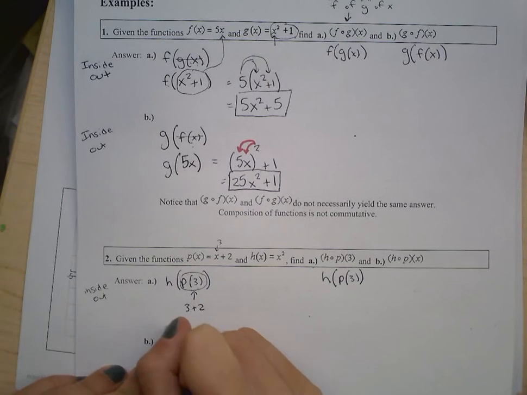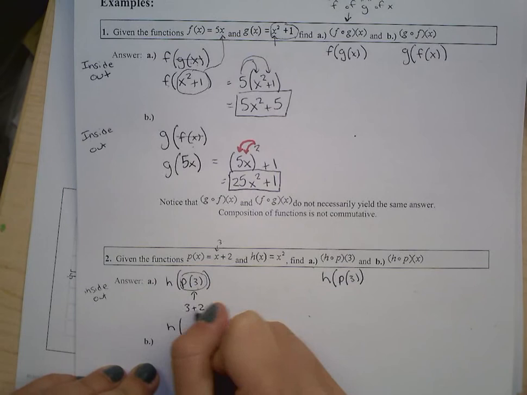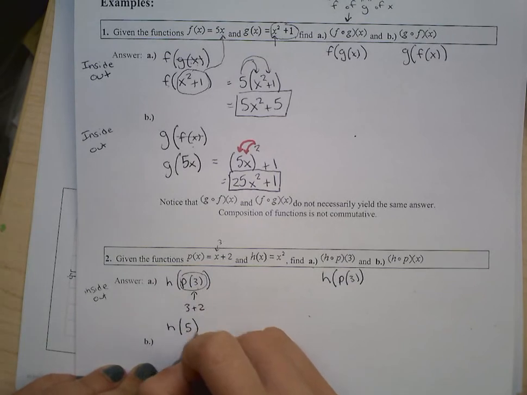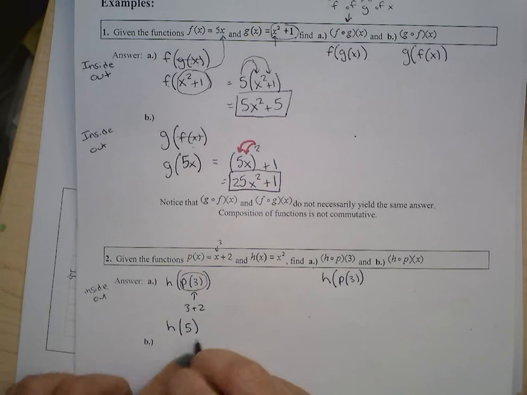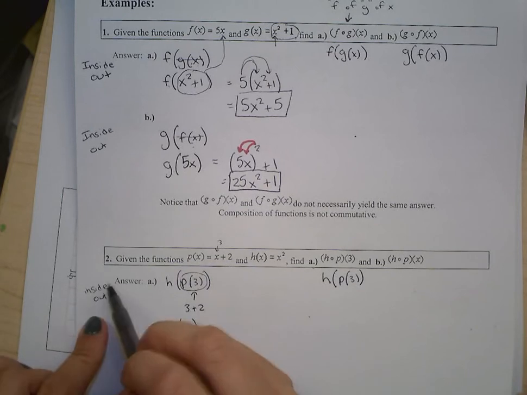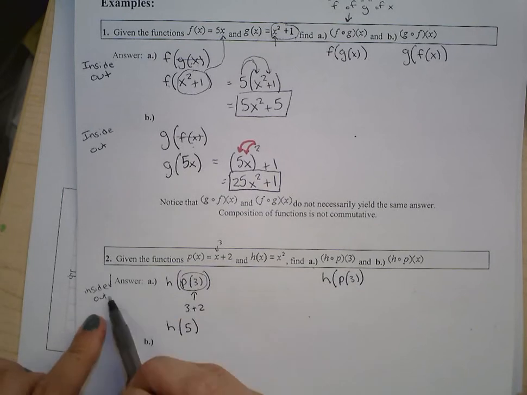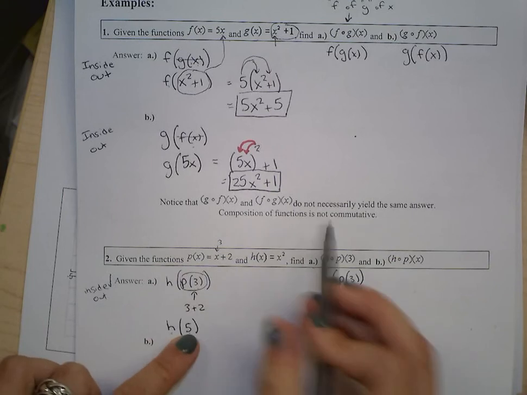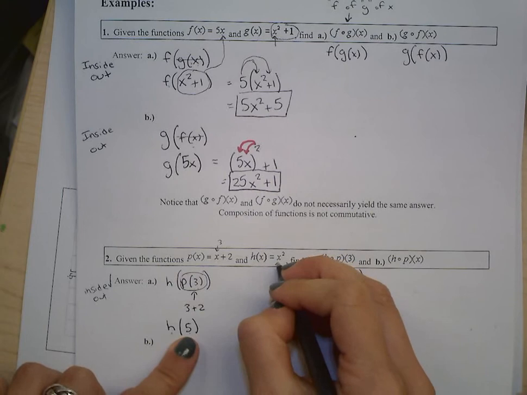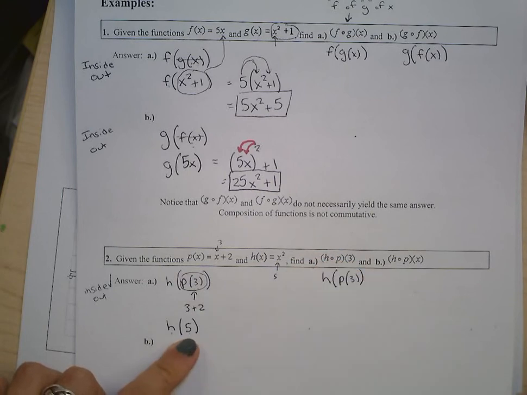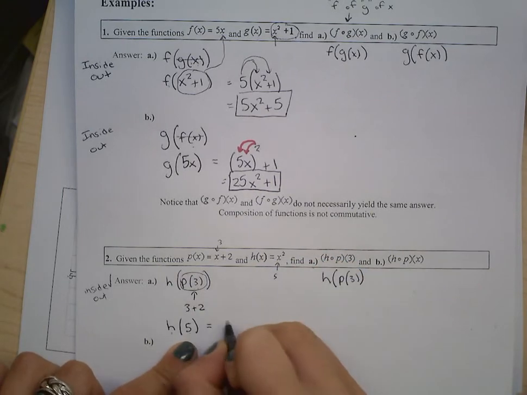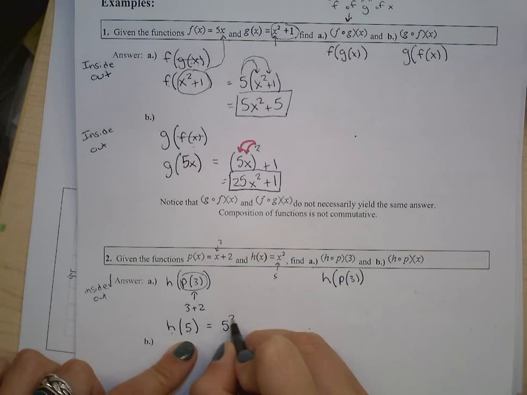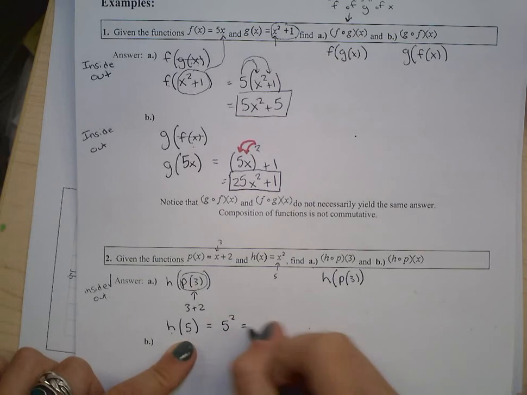So I'm left with h of, oh my gosh, 3 plus 2 is not 6. 3 plus 2 is 5. Okay. So now that I'm done with the inside, now I have to do the outside, which is the h part. So h of 5. So I'm plugging in 5 for the x. So I have 5 squared, and 5 squared is equal to 25.